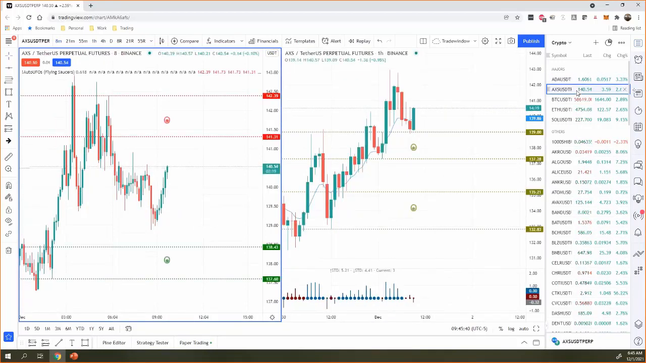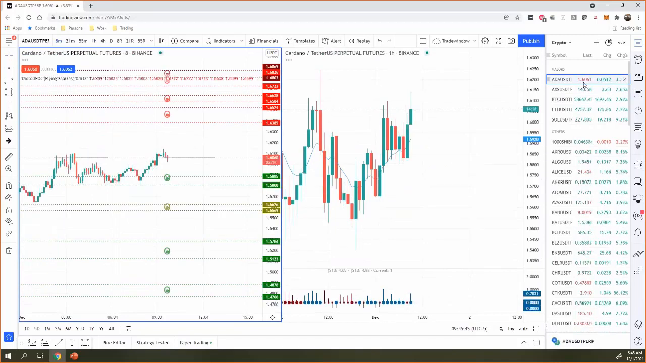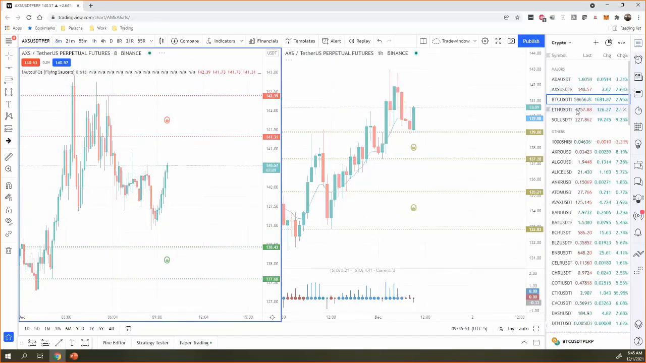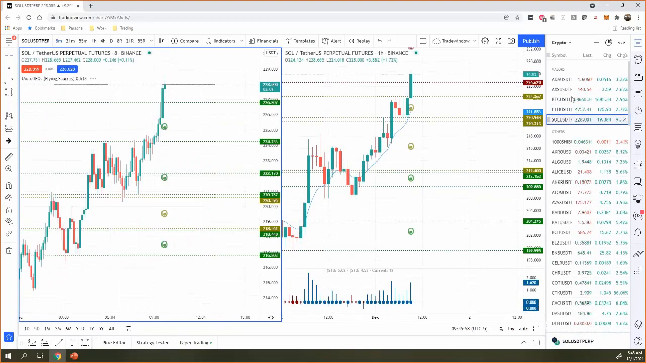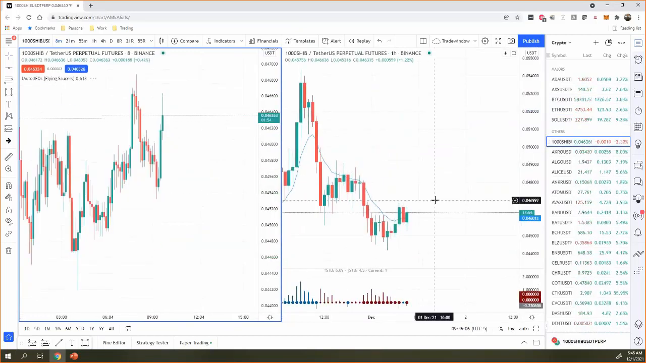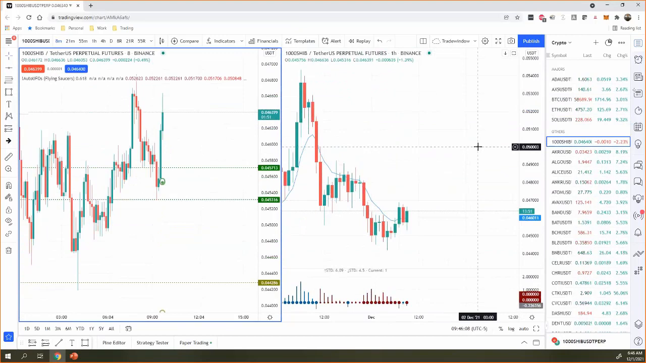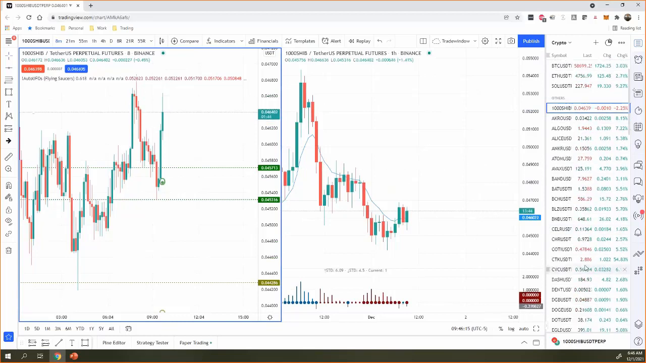If you don't know much about these, ADA is Cardano. Axis is AXS, Bitcoin, Ethereum, and Solana. These are kind of like the bigger ones out there. The fun one that people look at, SHIB. I haven't traded at all. My wife has traded this, made some money too. I just try to stay away from joke coins like that.